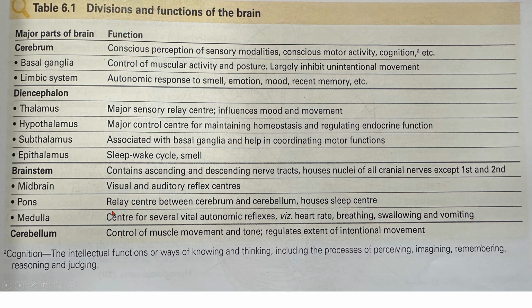Epithalamus, sleep-wake cycle, smell. Then the brainstem contains ascending and descending nerve tracts and houses nuclei of all cranial nerves except the first and second. The midbrain is concerned with visual and auditory reflex centers, the pons is a relay center between cerebrum and cerebellum and houses the sleep center, and the medulla is the center for several vital autonomic reflexes like heart rate, breathing, swallowing, and vomiting. Cerebellum, control of muscle movement and tone, regulates the extent of intentional movement.